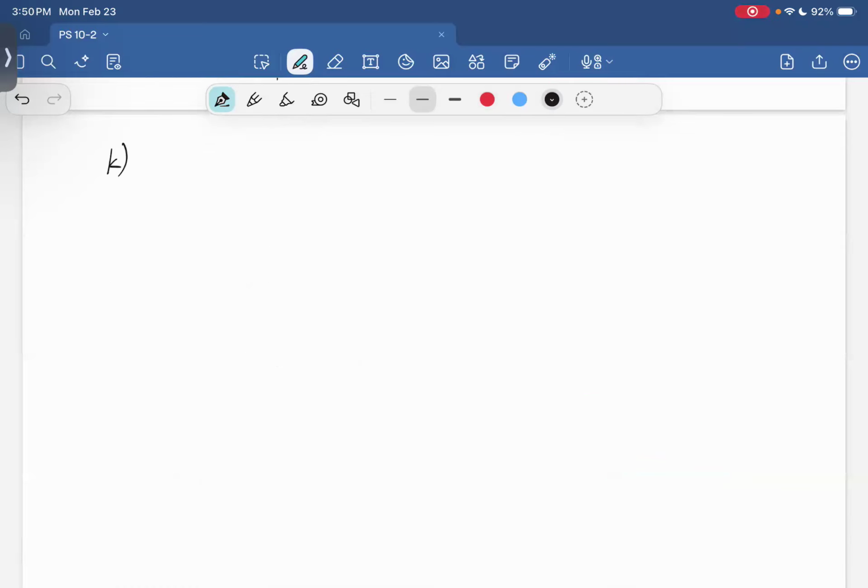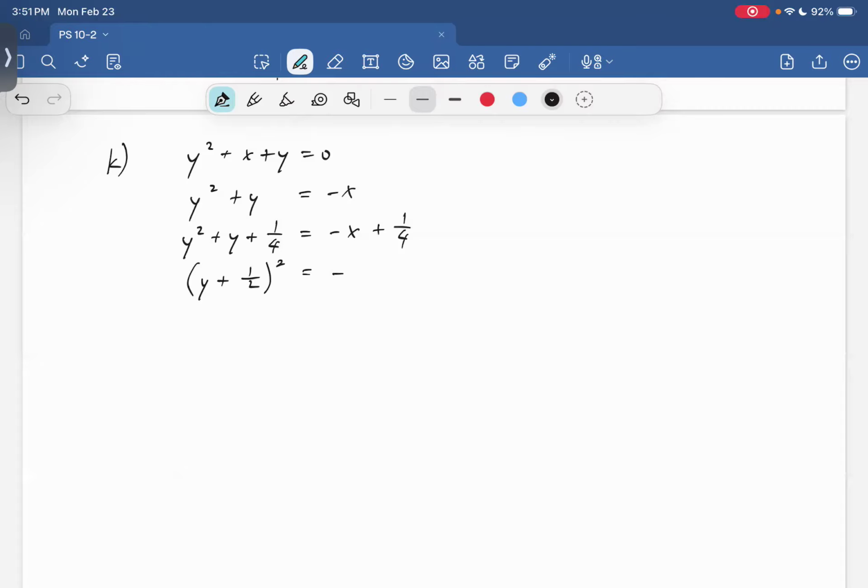Question K, y squared plus x plus y equals 0. Let's do a separation of variables. y squared plus y equals negative x. To complete the square, I'm going to take the linear coefficient, which is 1, divide by 2, so 1/2, then square it. That'll give me 1/4. So I'll have y squared plus y plus 1/4 equals negative x plus 1/4. That factors as (y plus 1/2) squared equals negative (x minus 1/4). And you have to factor out the coefficient of x.